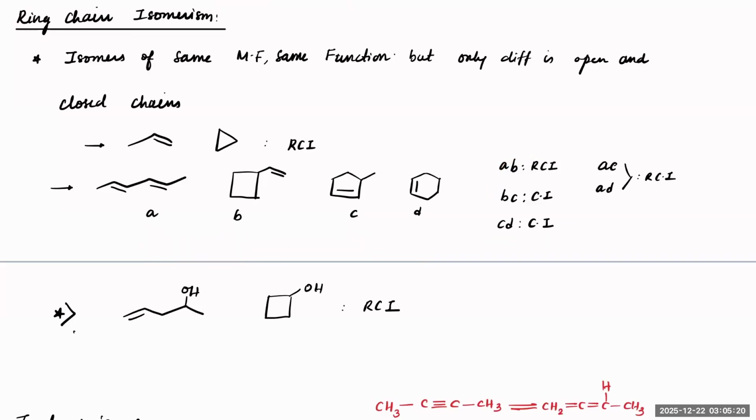Okay. While if you notice BC and BD, these two are chain isomers because number of carbon groups are different here. Here there is a 4 carbon chain, here it is a 5 carbon chain, here it is a 6 carbon chain. All good?